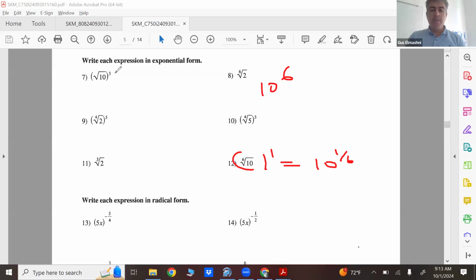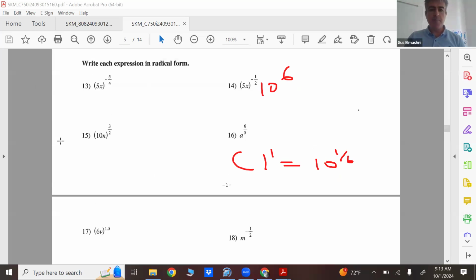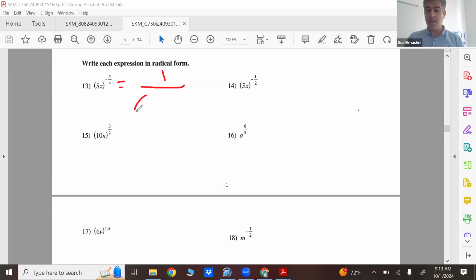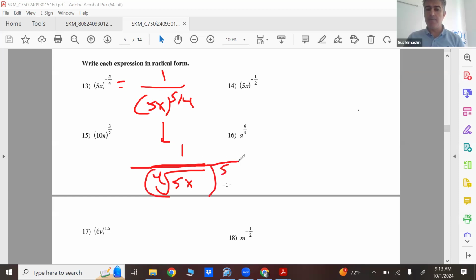Right. Okay. Let's look at 13. That's 1 over, right? Because it's a negative exponent. Okay. Then what's going to happen next? You have to do a root. A 4th root. 5x stays inside because you have a parentheses. And that's being raised to what power? To the 5th power. 1 over the 4th root of 5x raised to the 5th power. Okay, we good with that? Yeah, and you have more to practice.